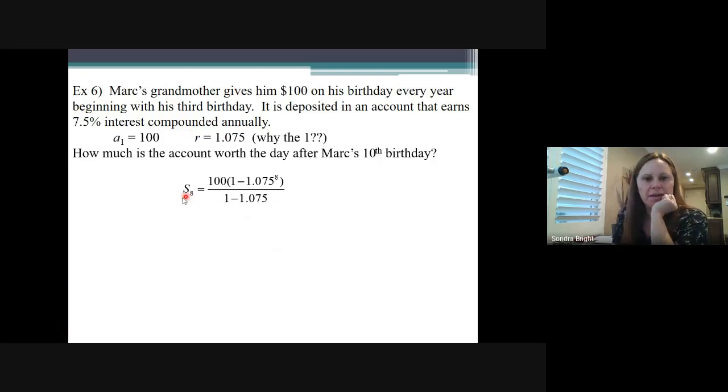And it's the first term, 100, times the quantity 1 minus your common ratio to the 8th power. Technically parentheses around this, but I didn't need it because it wasn't a negative value. It was a positive R value. And then 1 minus 1.075. If you put it in your calculator like this, it will work if you put parentheses around this denominator also. And you should get $1,044.64 is how much he's got in his account after his 10th birthday. Not too shabby.